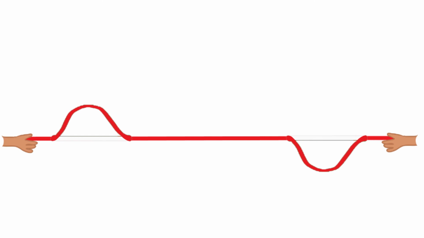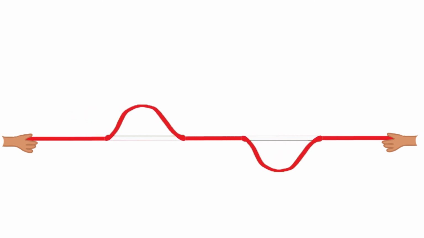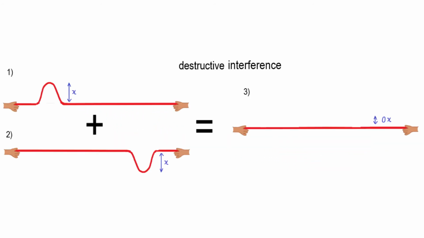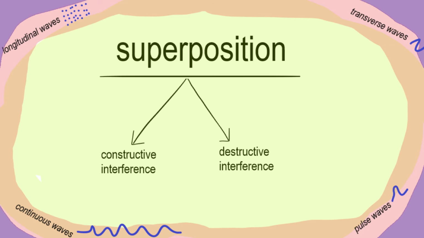If one of the waves was on the opposite side of the resting position, we would observe destructive interference when the two would meet. The sum of the amplitudes of these two waves would be zero. Hence, they would cancel one another out. This ability of waves to combine with one another is called superposition, and it works for all kinds of waves: transverse, longitudinal, pulse, and continuous waves. Superposition is also, by far, the coolest word in the physics lexicon.